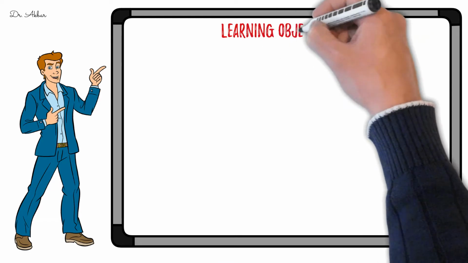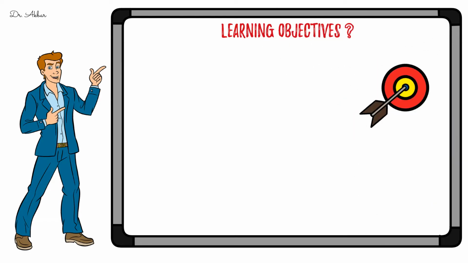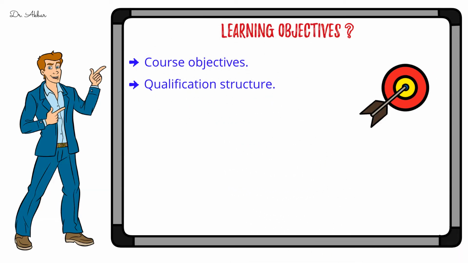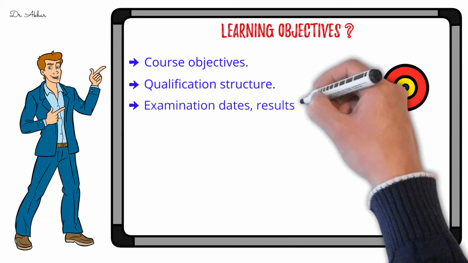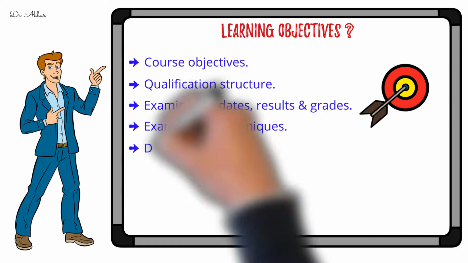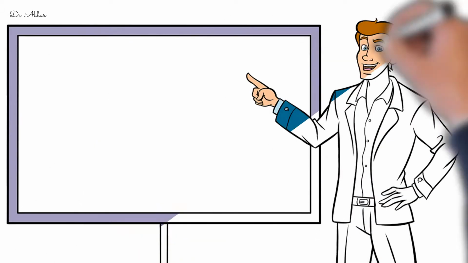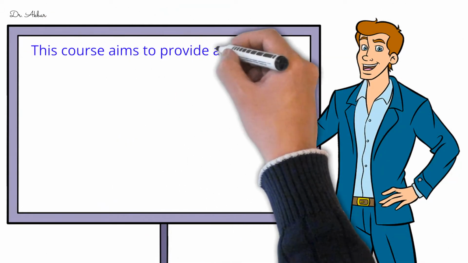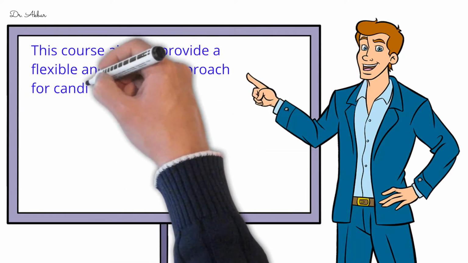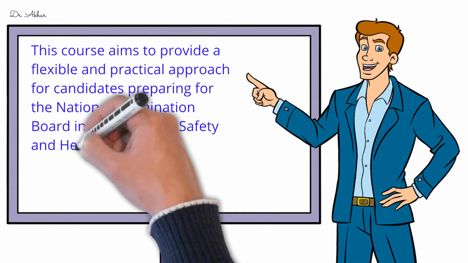Learning Objectives. In this module, we will be covering the following topics: Course Objectives, Qualification Structure, Examination Dates, Results and Grades, Examination Techniques, Dealing with the Examination. This course aims to provide a flexible and practical approach for candidates preparing for the National Examination Board in Occupational Safety and Health.